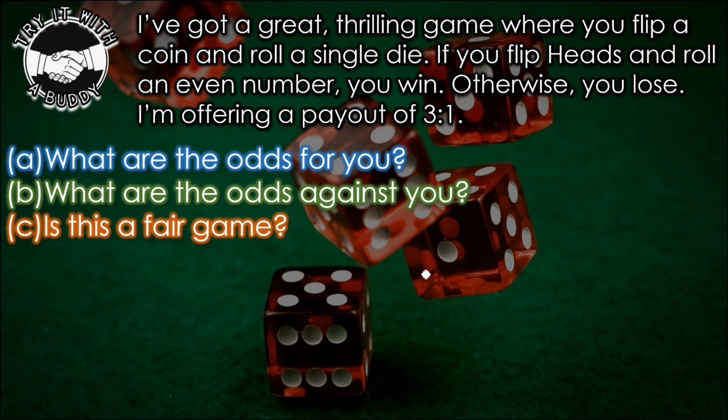So, okay, this is a very thrilling game, it seems. You flip a coin and roll a single die. If you flip heads and roll an even number, you win. Okay, well, we can think through then, what are all of the total outcomes that are possible? I'm flipping a coin and rolling a die. What is the experiment? Okay, what am I doing?